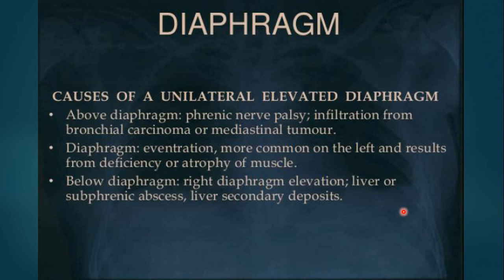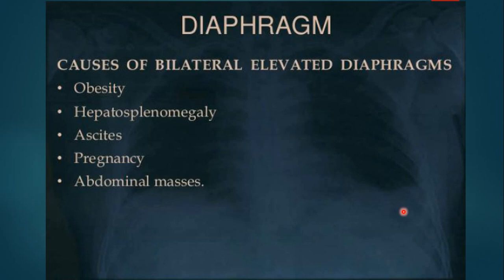Causes below the diaphragm: on the right side, the right diaphragm is elevated due to liver abscess or subphrenic abscess. Also, liver secondary deposits will cause an elevated right hemidiaphragm. These are the most common causes. Also, some causes on the left side might include tumors, for example gastric carcinoma or any mass below the left hemidiaphragm.